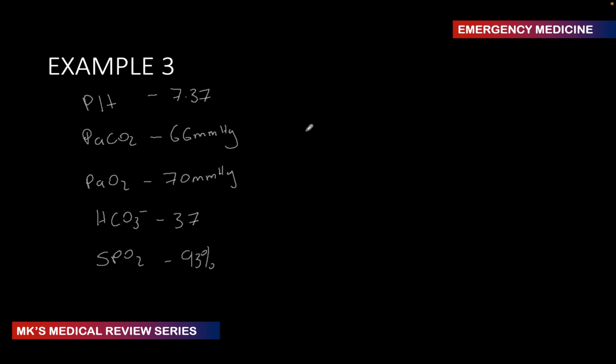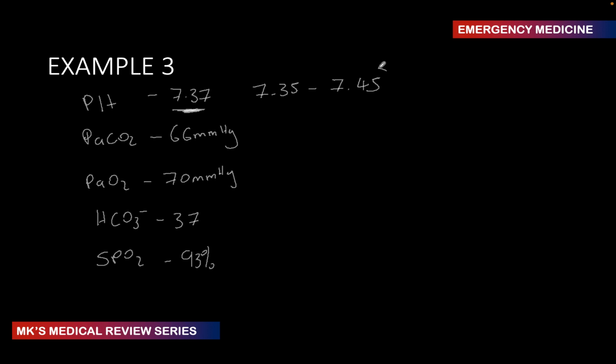Okay, 93%. So, first thing, we look at our primary defect here. Our primary defect, remember, the pH range is 7.35 to 7.45. Remember, this person is in the hospital for a reason. They are sick. So this pH is within the normal. So whenever you see this in a sick patient and the pH is normal, it means that this person has probably compensated and most likely has fully compensated.